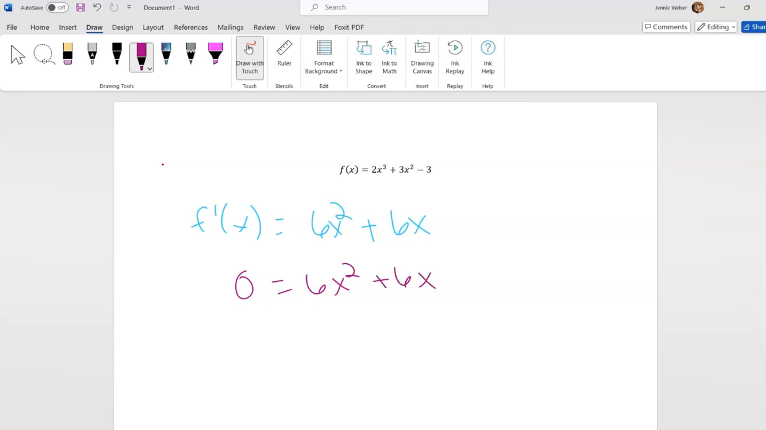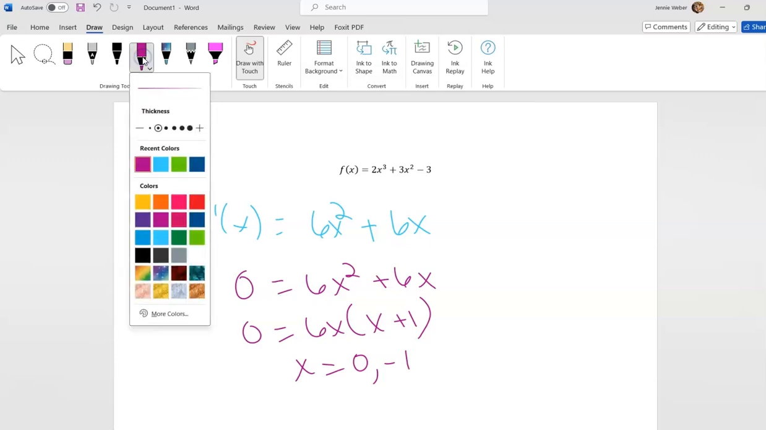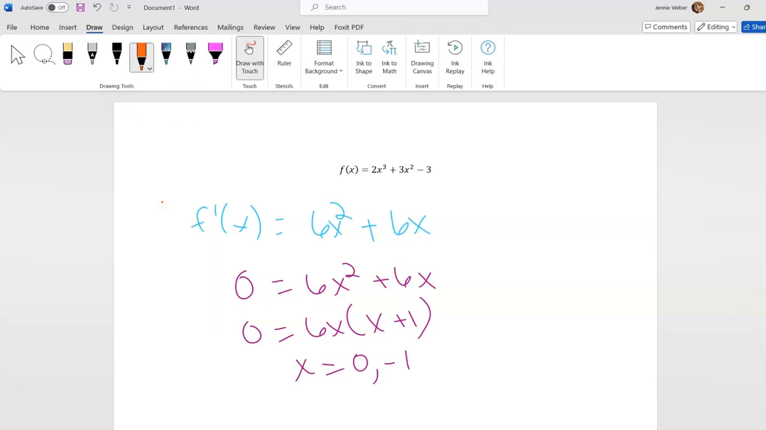Okay? And then this is going to tell me where my critical points are, where my change in inflection are. So let's see here. I'm going to pull out a 6x, which gives me x plus 1. So then x equals 0 and negative 1. These are my inflection points. If I wanted the graphing points, I would put them back in the original equations. So these are my critical points. These are where I change my slope.